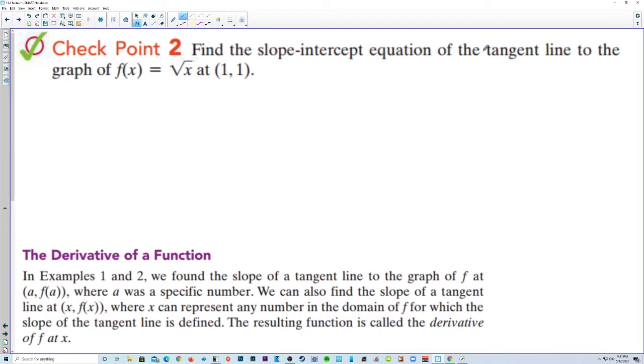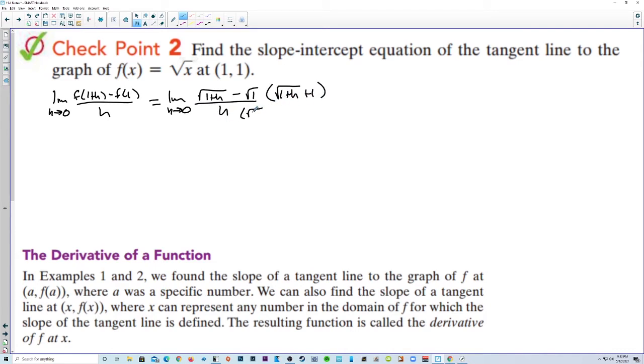Checkpoint 2: find the slope-intercept equation of the tangent line to the graph of f of x equals square root of x at (1, 1). We have the limit as h approaches 0 of f of 1 plus h minus f of 1 over h. That's the limit as h approaches 0 of square root of 1 plus h minus square root of 1, which is 1, over h. We're going to multiply by the square root of 1 plus h plus 1, and we have square root of 1 plus h plus 1 in the denominator as well.